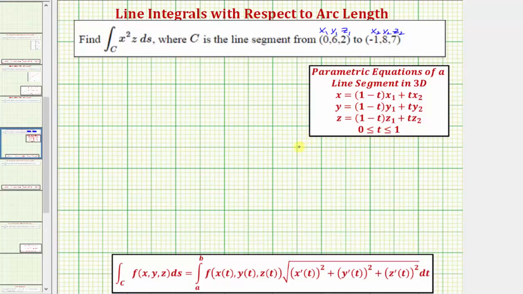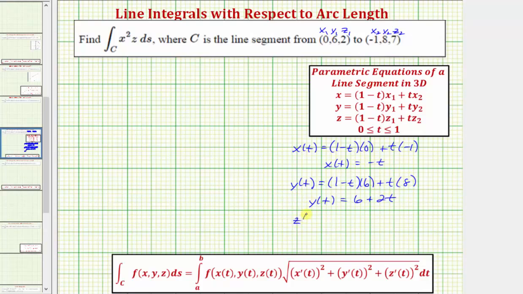So for x of t, we would have the quantity 1 minus t times x sub 1, which is 0, plus t times x sub 2, which is -1. Simplifying, we just get x of t equals -t. For y of t, we would have the quantity 1 minus t times y sub 1, which is 6, plus t times y sub 2, which is 8. So simplifying, we get y of t equals 6, and then -6t plus 8t, that's plus 2t.